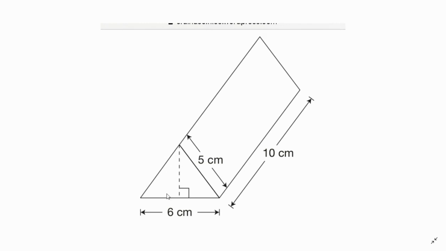Because not all sides of this triangle are equal. This is 5, this is 5, this is 6. So if you were to lay out all the faces of this shape, this would be 5 times 10, this would be 5 times 10, but the rectangle underneath here would be 6 times 10. And that's a really important distinction, okay? Because you'll get questions representing both.